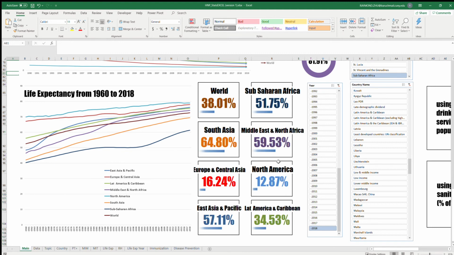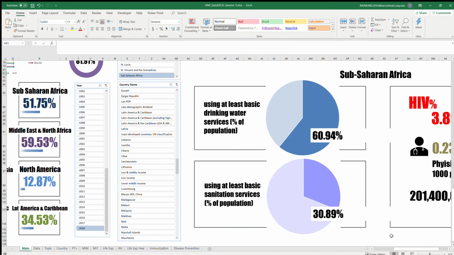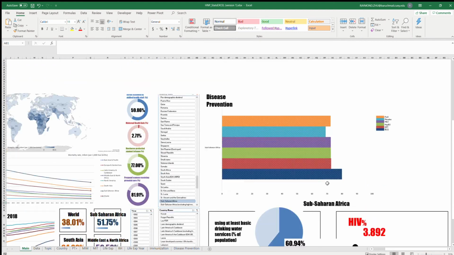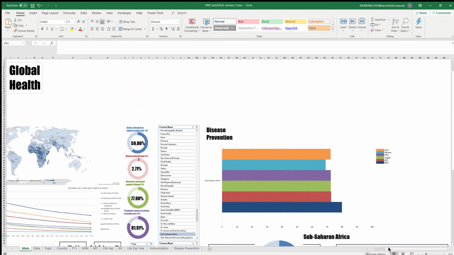And this is a good sign that the medical conditions of each region have improved from the past to now. And last, I will focus my attention on disease prevention.